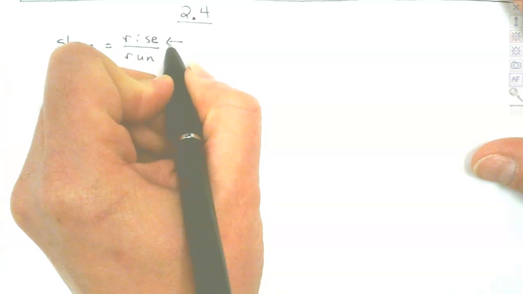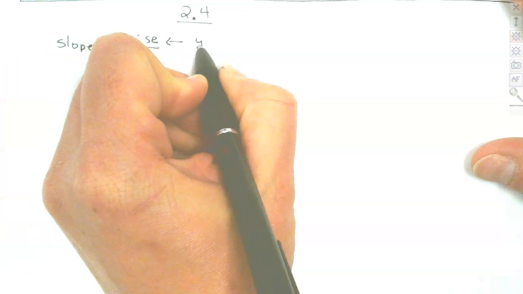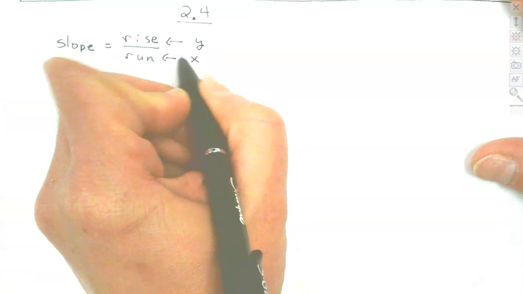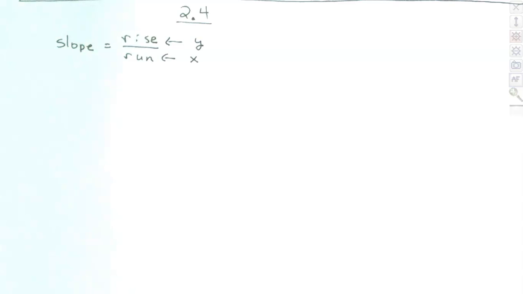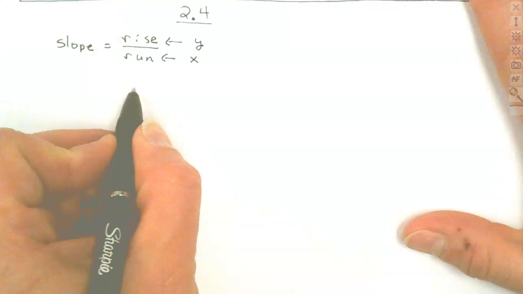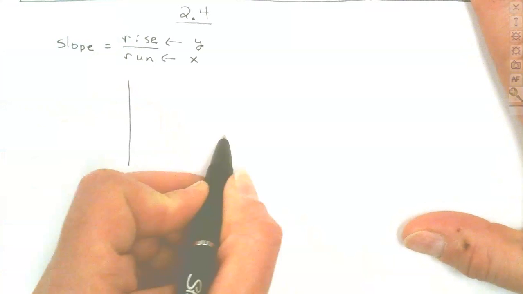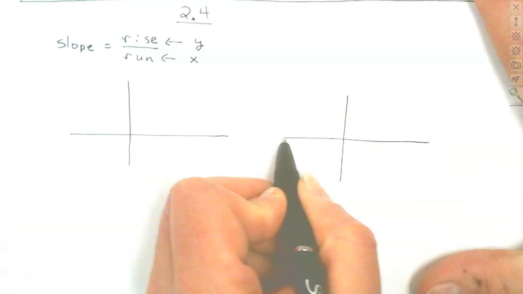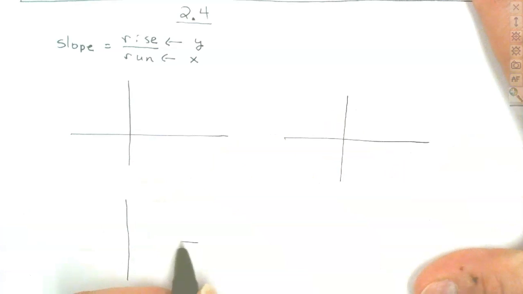And the rise is the up and down component, so that's your y. The run is the x value, and that's your left and right. Now, when we talk about slope and graphs, there are 4 different outcomes from the slope. So we're going to look at 4 lines here, and we're going to talk about what the slope of these 4 lines are.